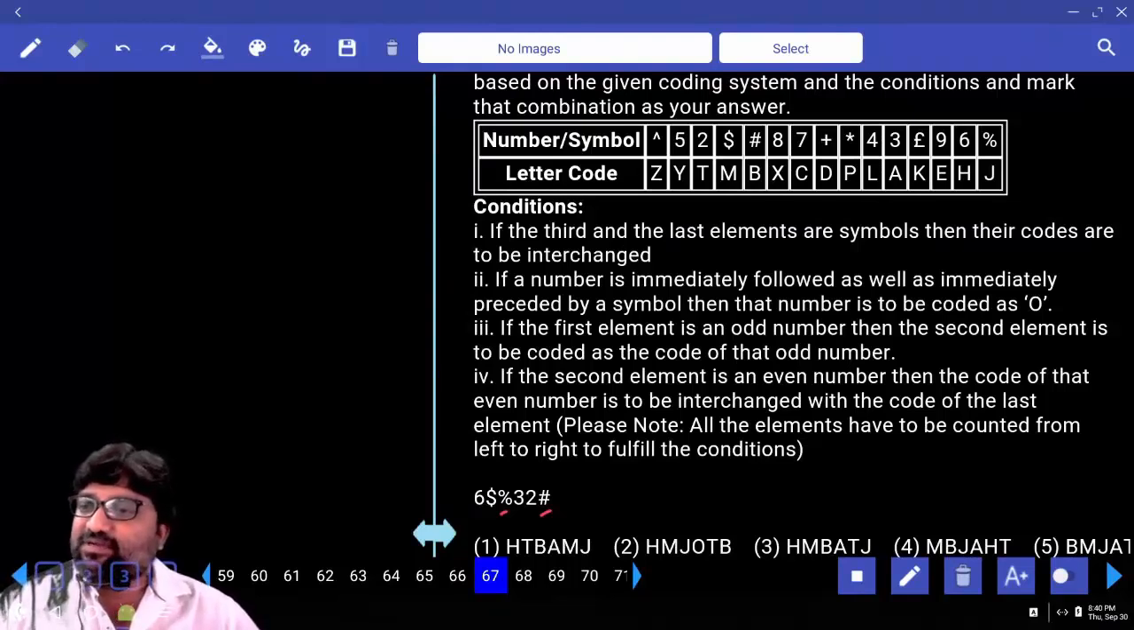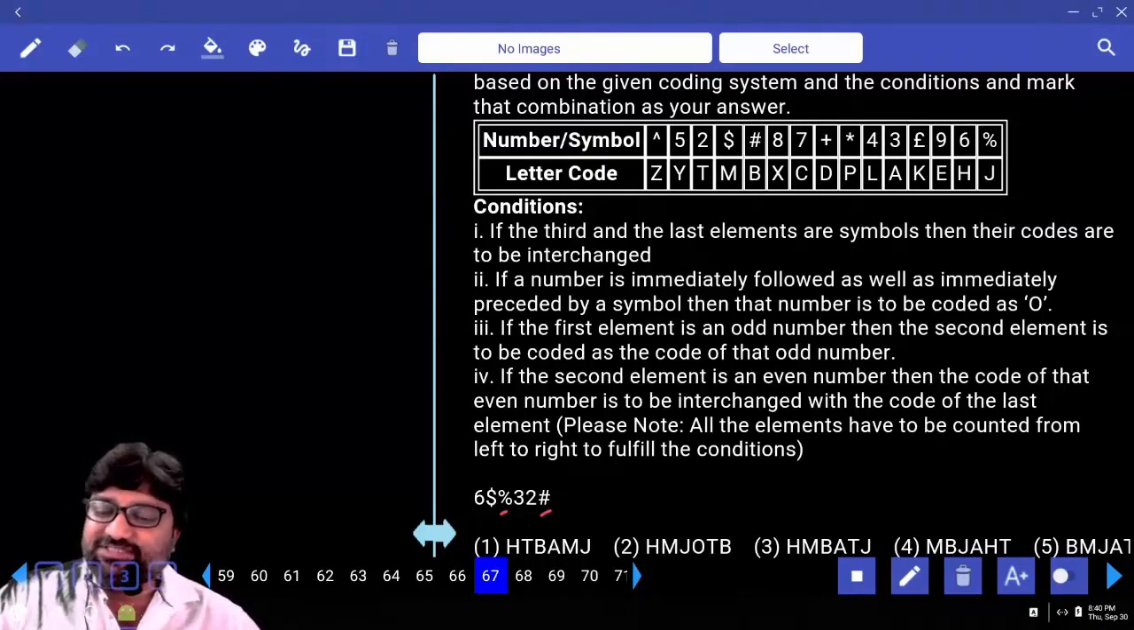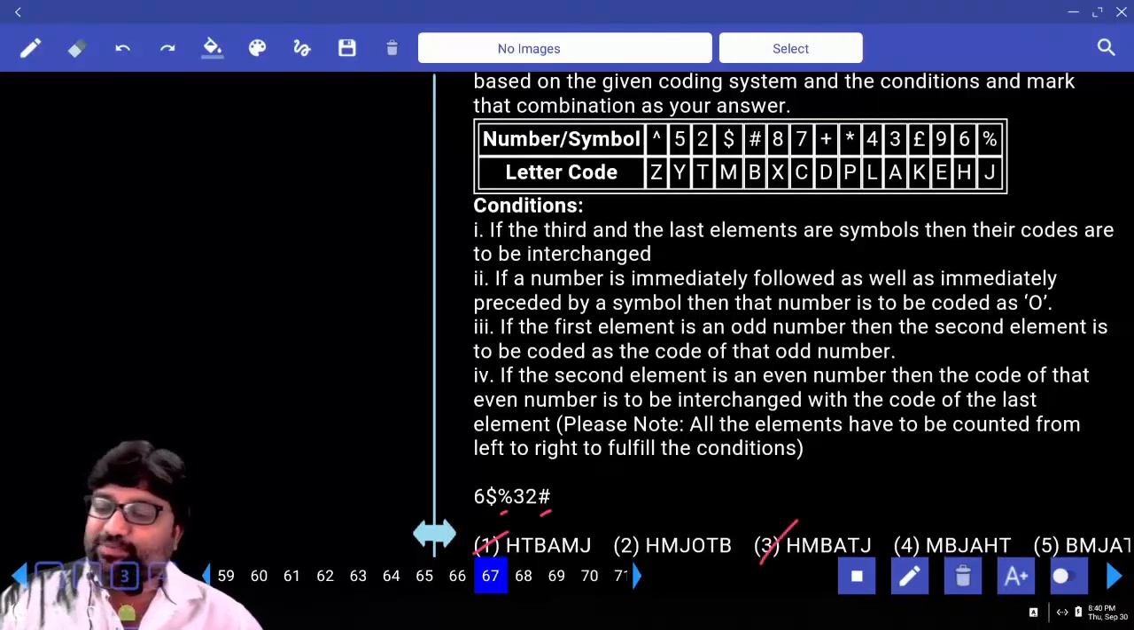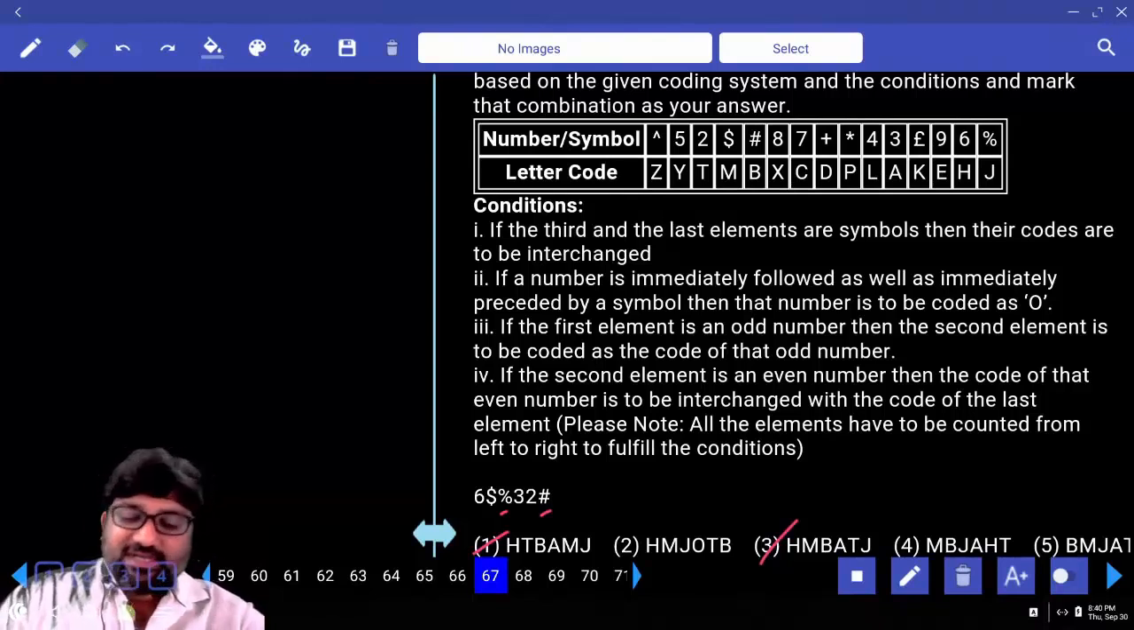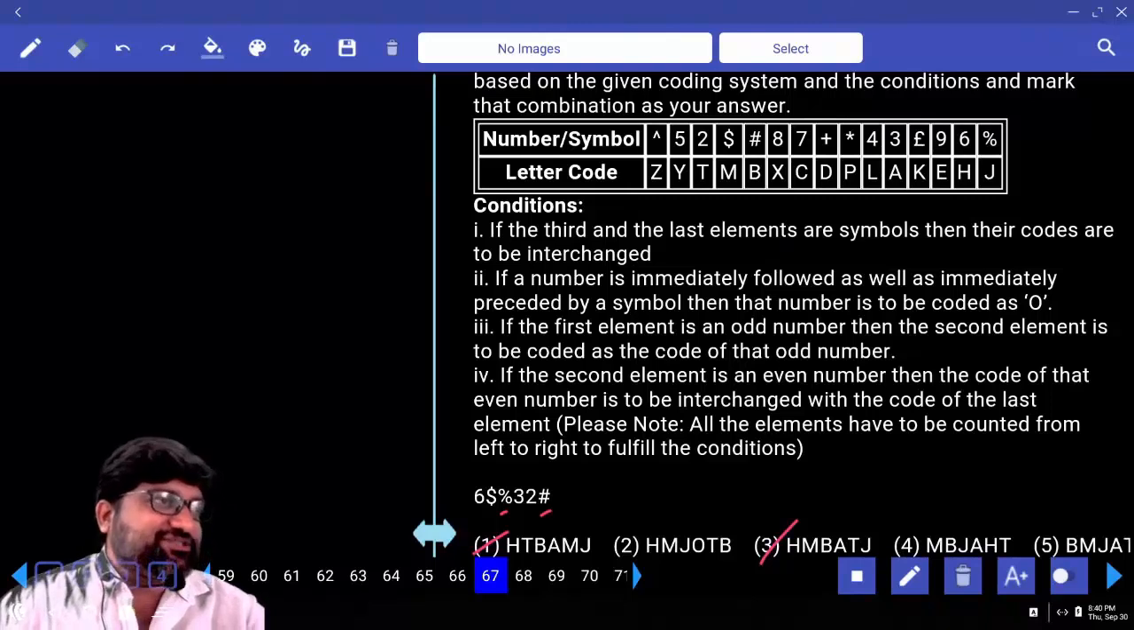What's the code for percentile? J. And what's the code for hash? B. B should be in the third place, J should be in the last place. How many possibilities? Only 2 possibilities. Is this clear? In these 2 options, the first is H.